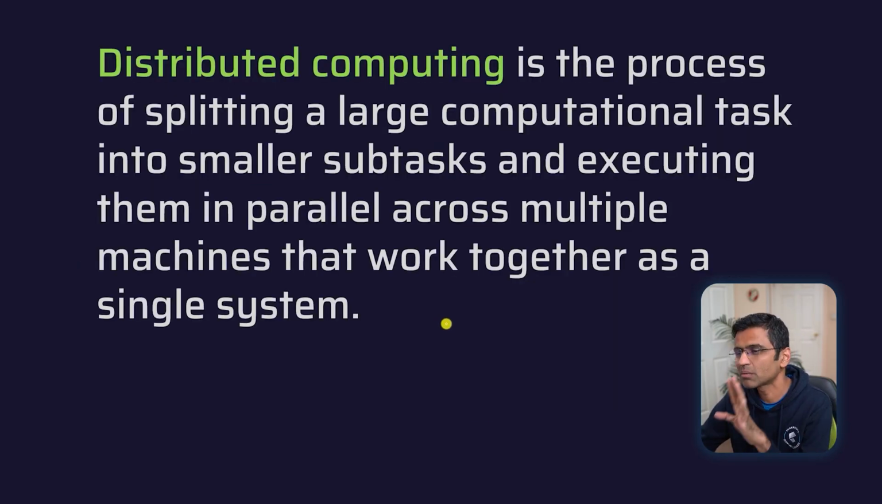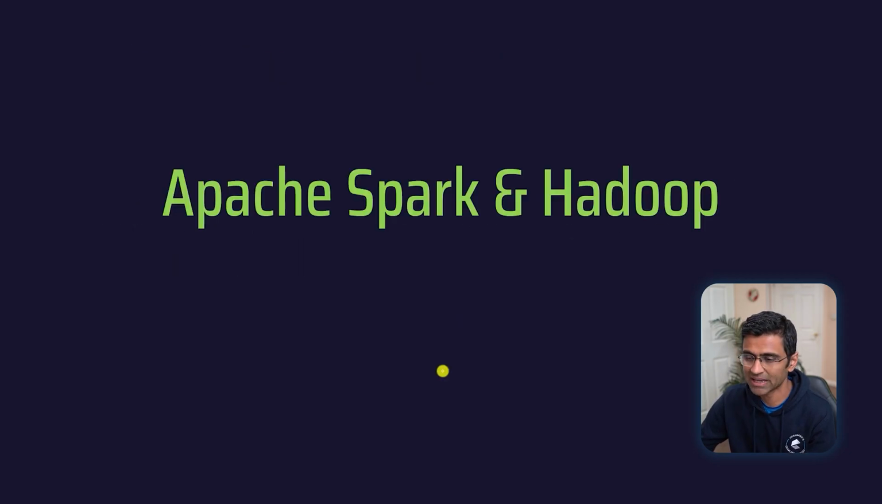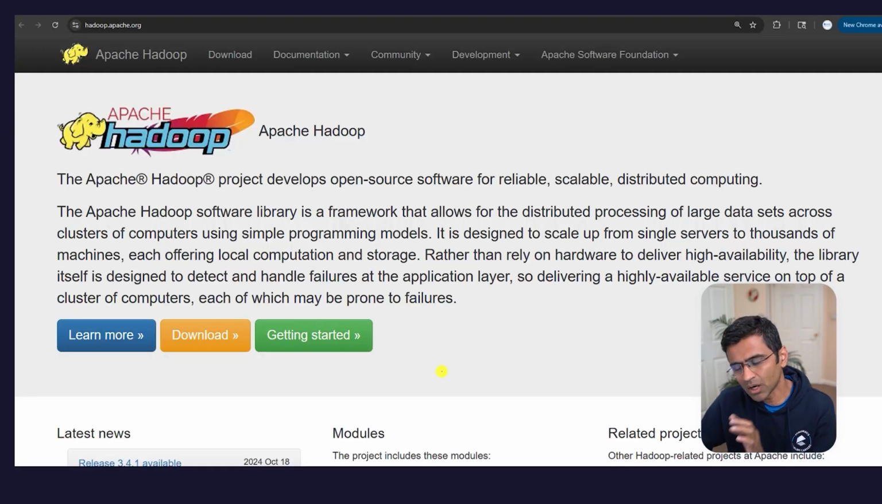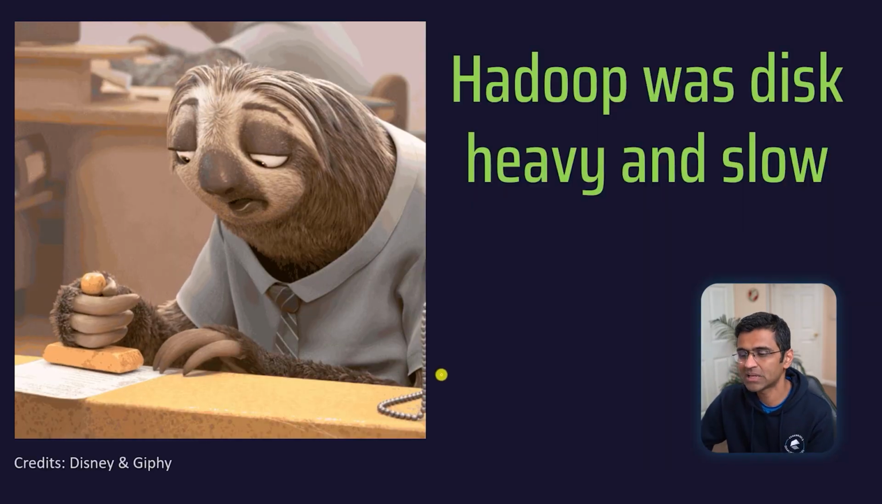So distributed computing is the process of splitting a large computing task into smaller subtasks and executing them in parallel, so that the work can be done efficiently, and the whole thing acts like a single system. So what are Apache Spark and Hadoop then? Well, Hadoop is a distributed computing framework, folks. It lets you do the same thing, but it is very disk heavy and slow.